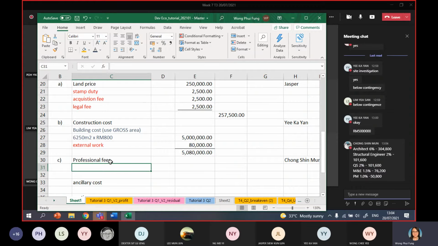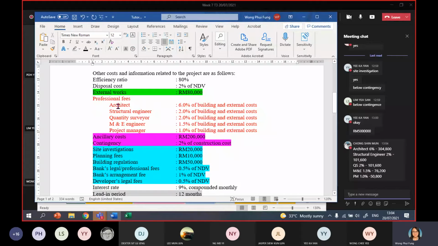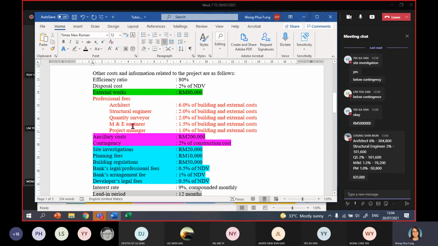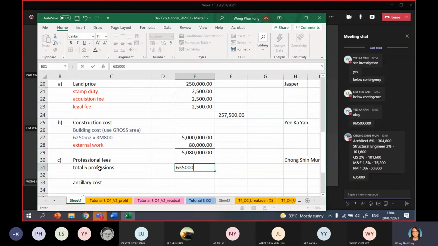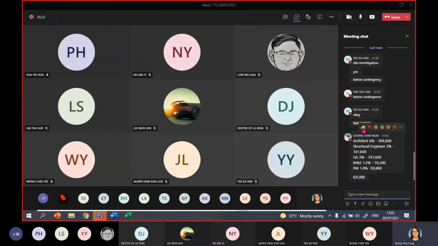So the professional fee, I already highlighted in red color. You can see here is the architect, engineer, QS, M&E engineer, and project manager. So total you got 5. Okay, so total 5 professions. You should write in detail, but because I'm lazy, I don't want to write. Okay, so yes, thank you, Singman, correct. So you total up the 5 professional fees, the total will be 635,000. The breakdown, you can refer to Singman's answer given here. Okay, very good.